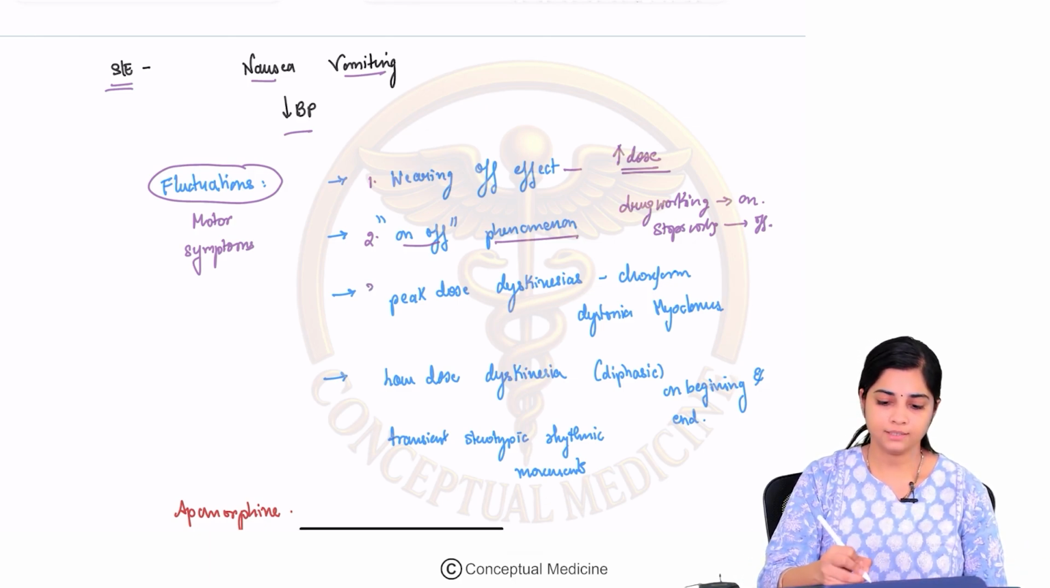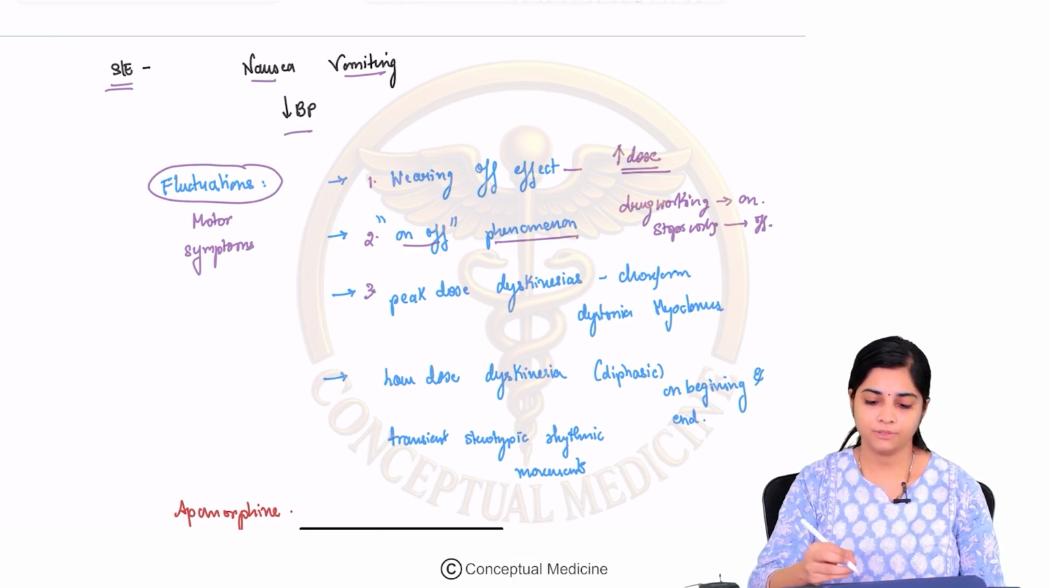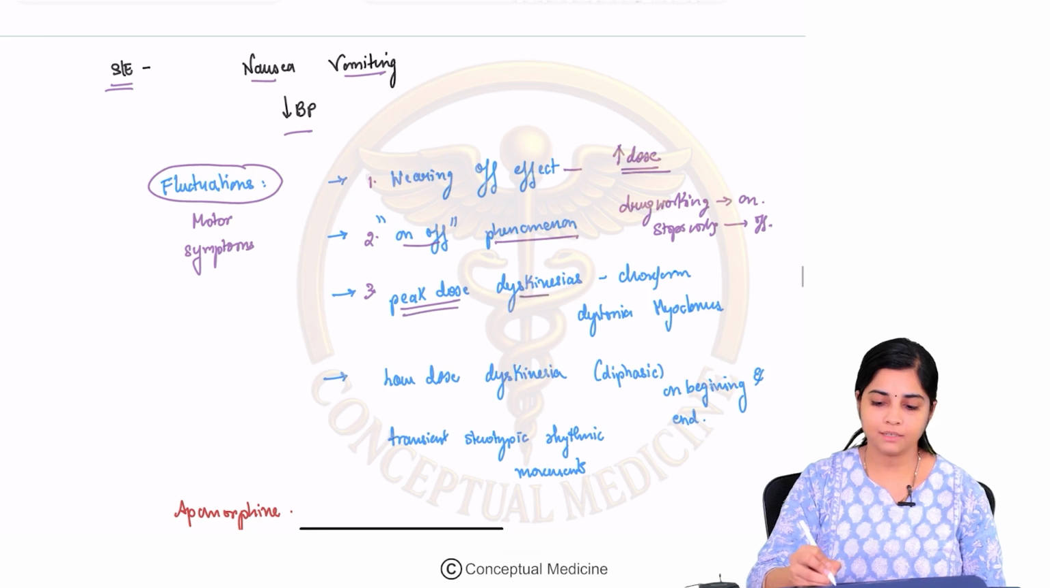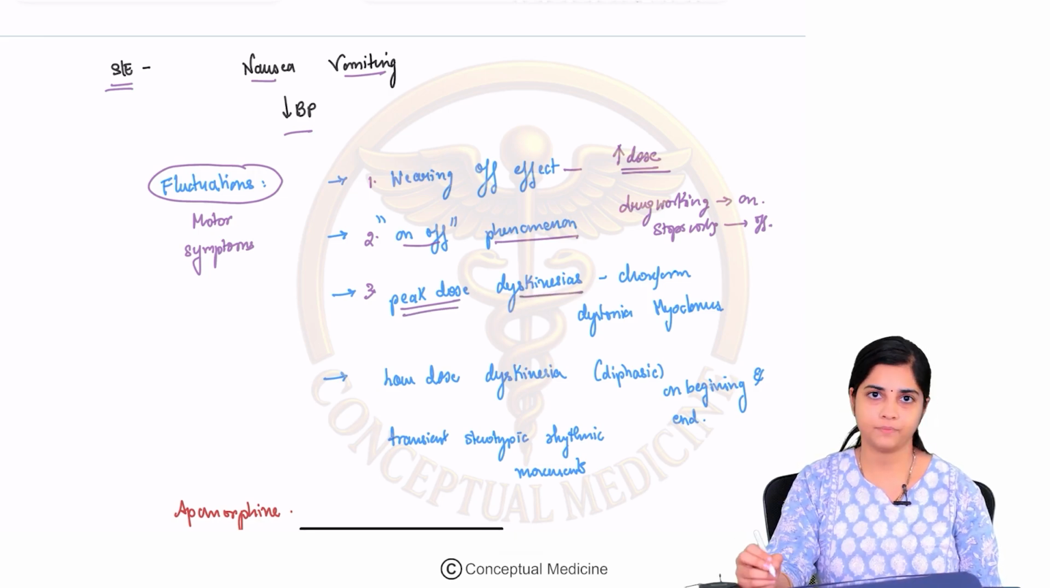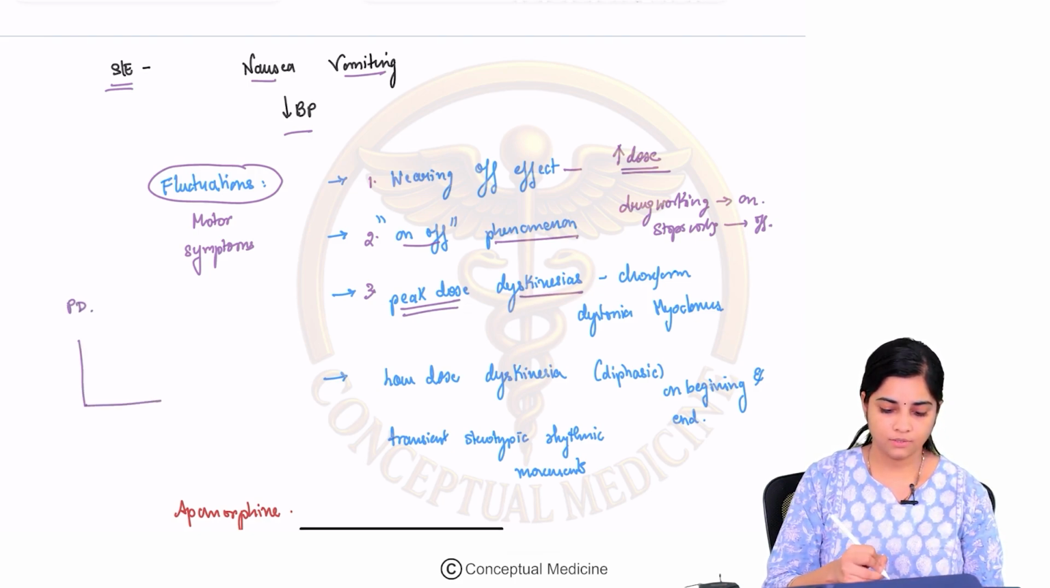Then the third important side effect or issue with the use of levodopa is something called peak dose dyskinesia. So what does that mean? In a patient of Parkinson's disease, this is your drug levels, and this is your dyskinesia.